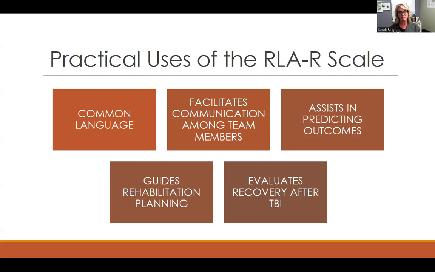Research has found that the use of this scale has very high inter-rater reliability. That means that if my team members and I are all looking at the same patient within a relatively similar period of time, we will more than likely be very similar in the level at which we are rating that individual by simply observing behavior and using the scale terminology.